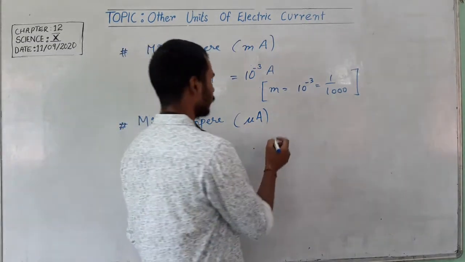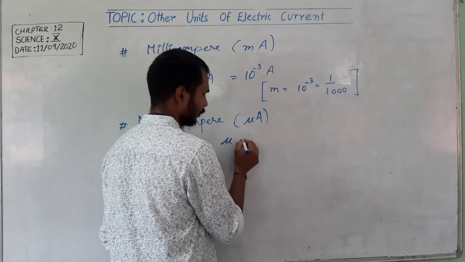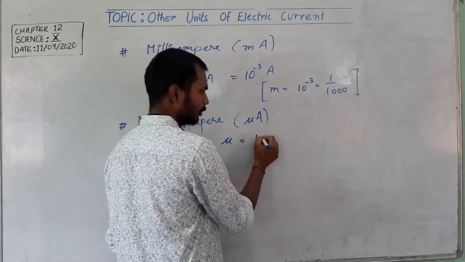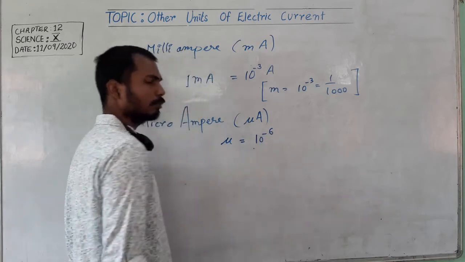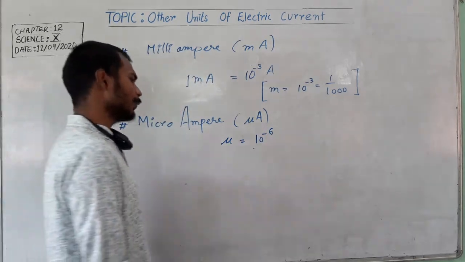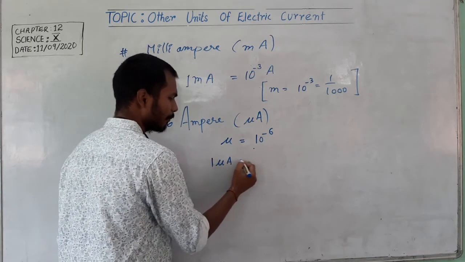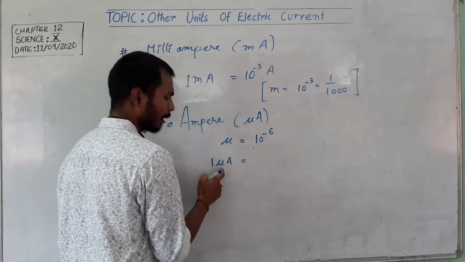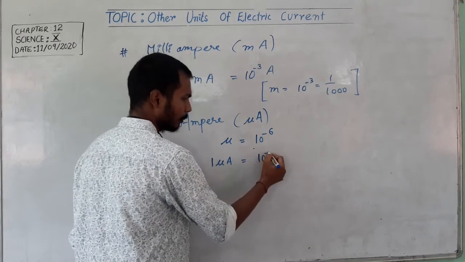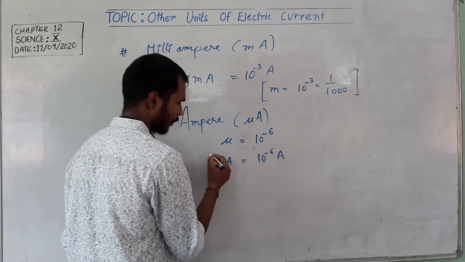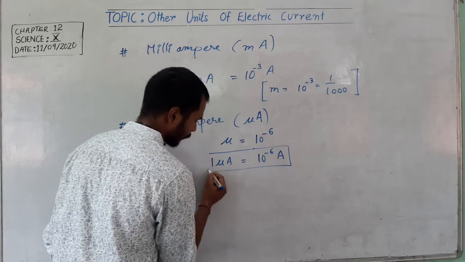So microampere means the value of micro is 10 to the power minus 6. This is micro. So replace this micro with 10 to the power minus 6. So 1 microampere is equal to 10 to the power minus 6 ampere. This is the relation.